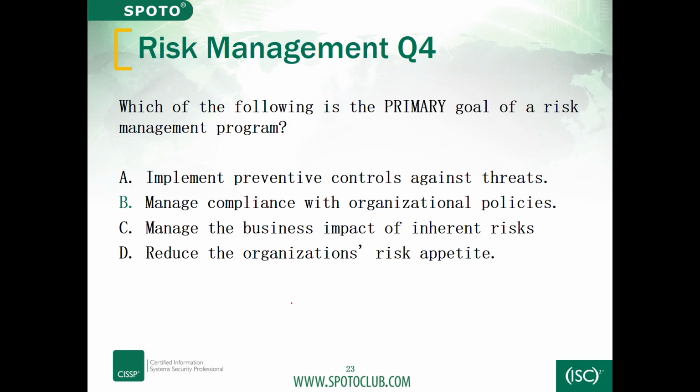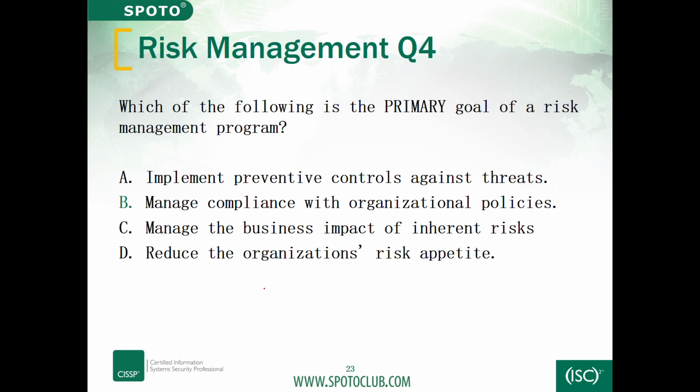The fourth: which of the following is a primary goal of a risk management program? Implement preventive controls against threats; manage compliance with organizational policies; manage the business impact of inherent risk; reduce the organization's risk appetite. The last one, appetite, we certainly want to reduce, but that depends on senior management.